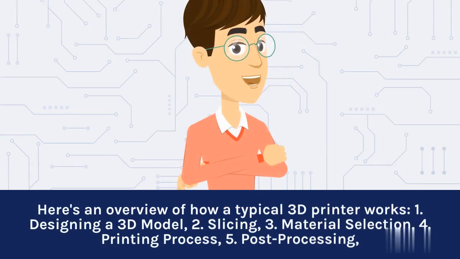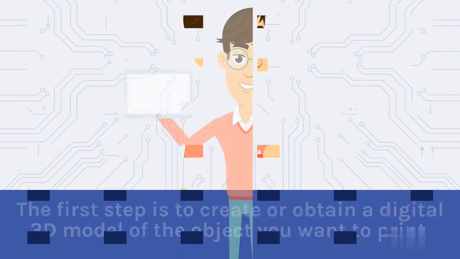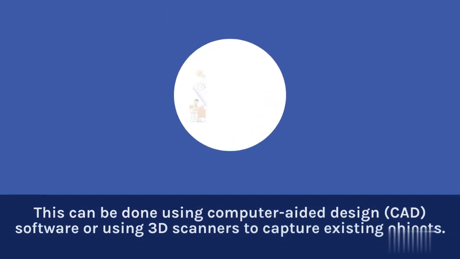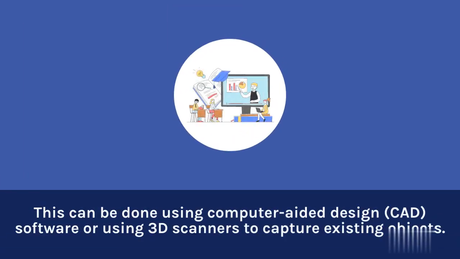Here's an overview of how a typical 3D printer works. 1. Designing a 3D model. 2. Slicing. 3. Material selection. 4. Printing process. 5. Post-processing. The first step is to create or obtain a digital 3D model of the object you want to print. This can be done using computer-aided design, CAD, software or using 3D scanners to capture existing objects.